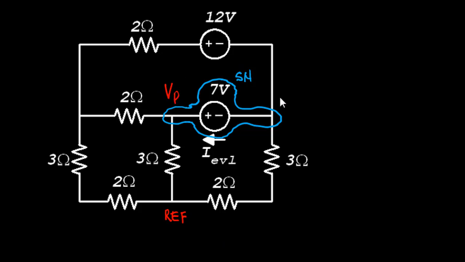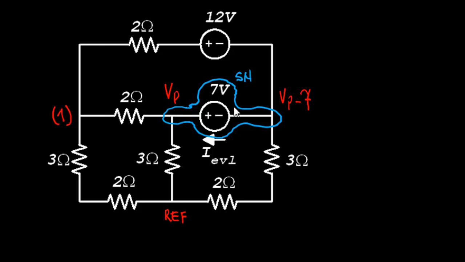Automatically the voltage of the other node is not another independent unknown. The voltage here is going to be Vp minus 7. Right, if I had chosen to label the one on the right as Vp, then the voltage on the left would be Vp plus 7. Absolutely. We are ready.